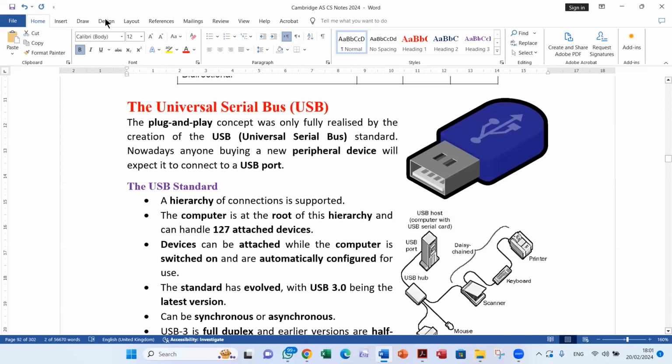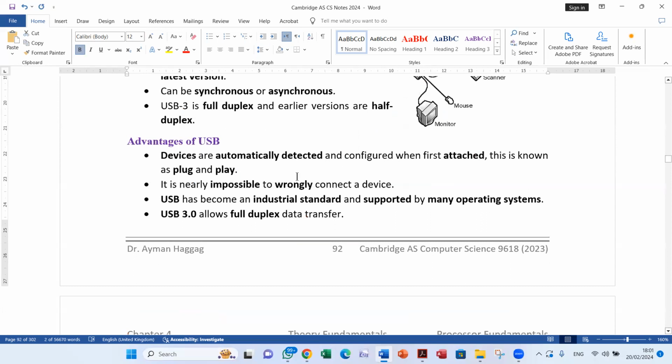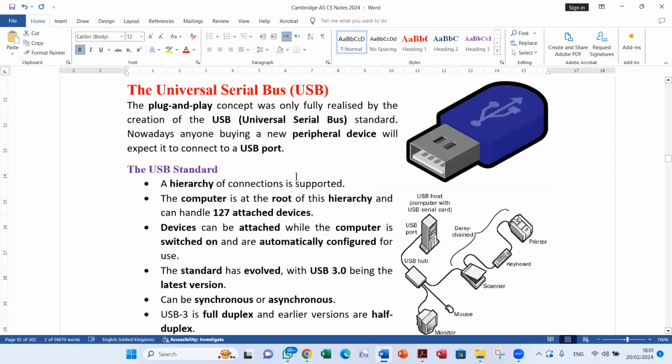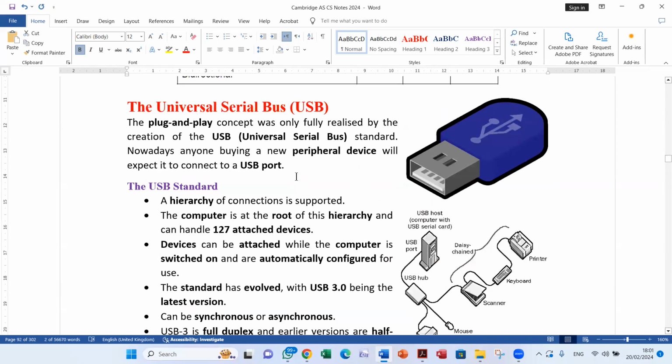Do you remember the USB, Universal Serial Bus? We studied it in the O level. It is plug and play. When you connect a USB, it is automatically detected. The plug and play concept was only fully realized by the USB, Universal Serial Bus standard.